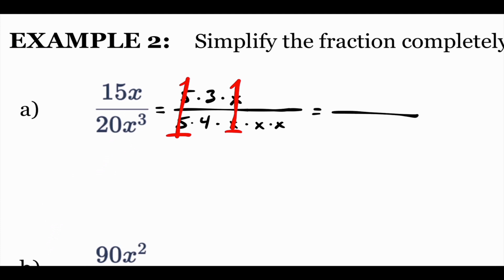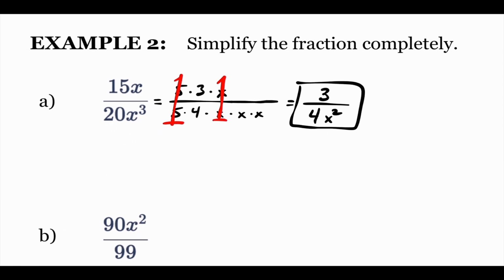What's left? Well, the top has 1 times 3 times 1, which is 3. The bottom has 1 times 4 times 1 times x times x, which is 4x squared. Okay, that's the only difference when you have letters. Not really a difference.